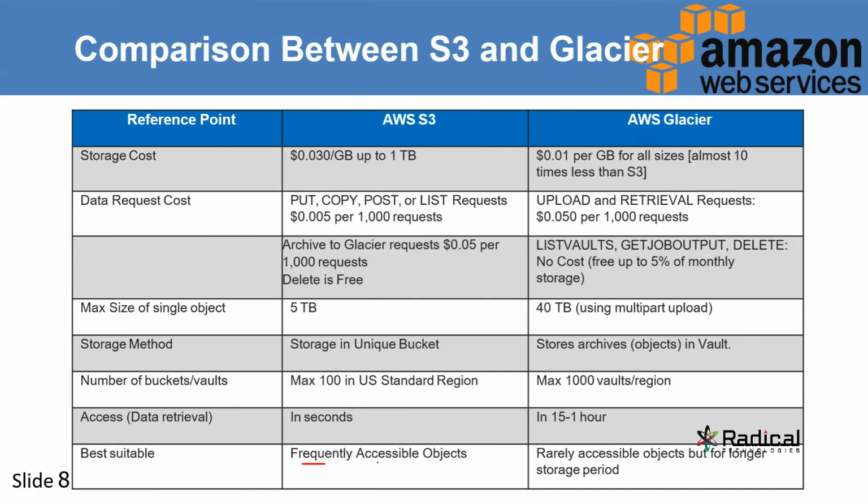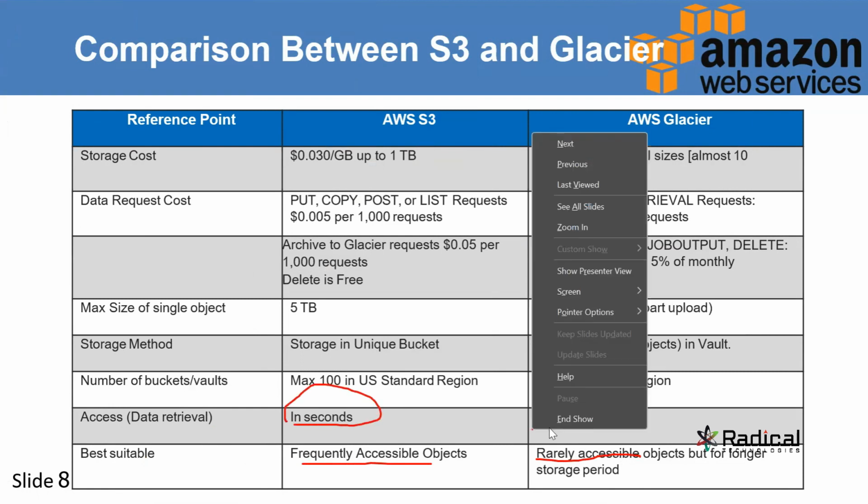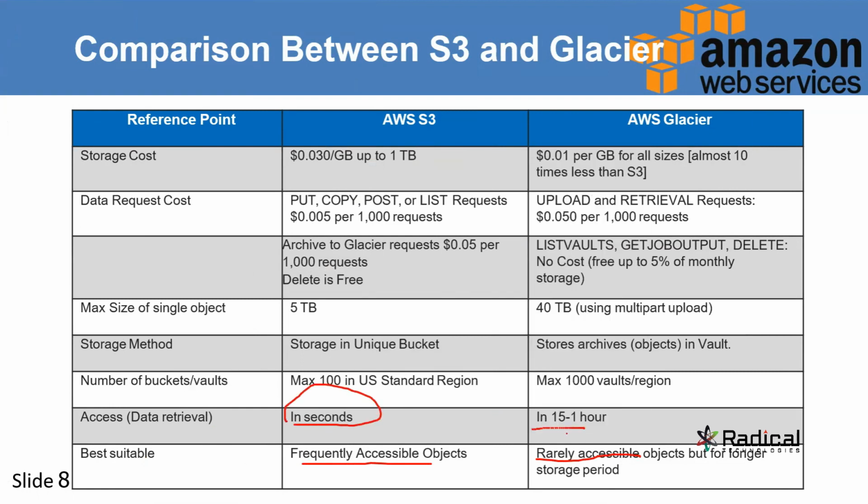This S3 is for frequently accessed objects. This is for rarely accessed objects. In S3, you can access the object in seconds. Here it will take 15 minutes to 1 hour of waiting. Whenever you request an object access, you have to wait. 100 buckets, 1000 vaults, the bucket name must be unique, the vault name can be anything. You can give any name.